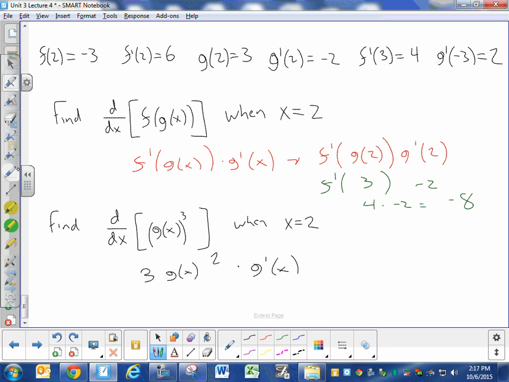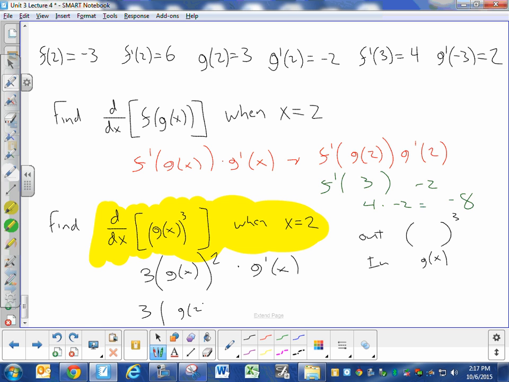Everybody write this down as a super common problem that everybody gets wrong that you probably will see on your test. You have an outside, which is the stuff being cubed, and the inside, which is the g of x. You take the derivative of the outside, leave the inside, times the derivative of the inside. When you plug in 2, you can then use your table to find the values.